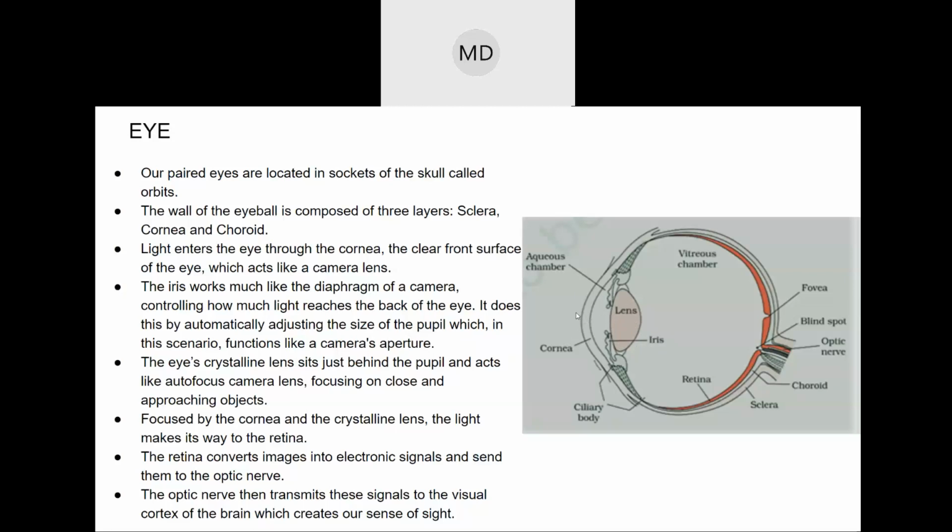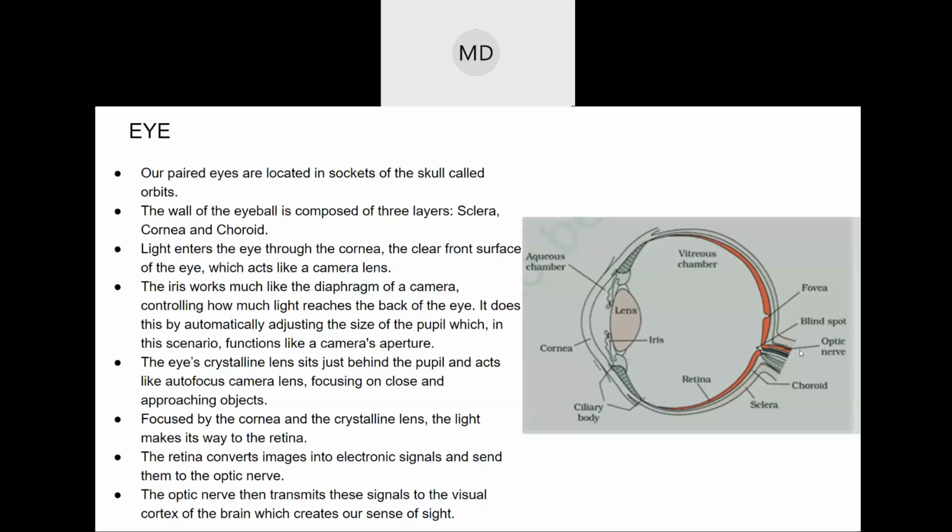So then light enters the lens. Okay, after the light enters, the lens will focus the image or the light on the retina. So what will happen after that? The retina will process the image and convert the image into electrical signals, and those electrical signals will be transmitted to the brain by the optic nerve. Is it clear?